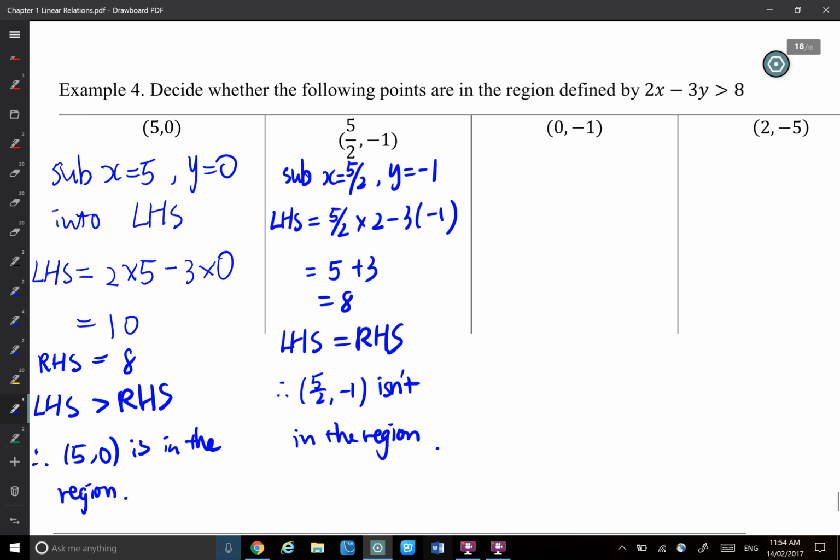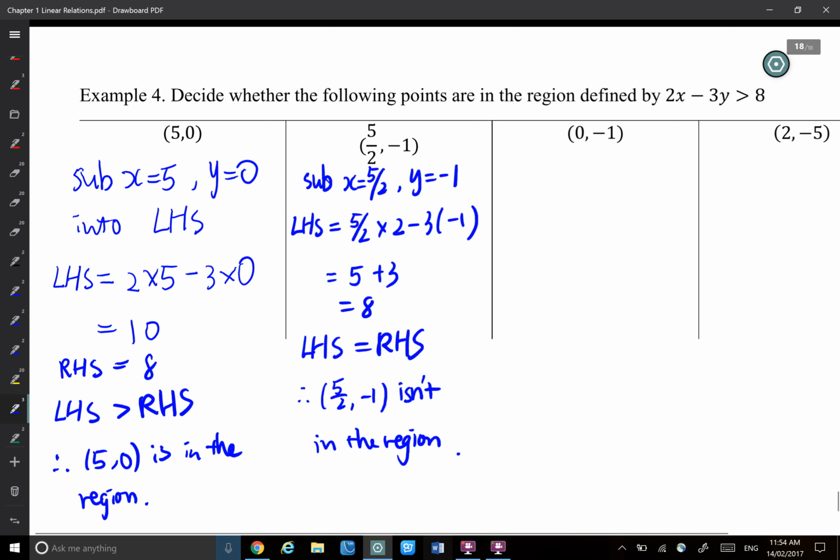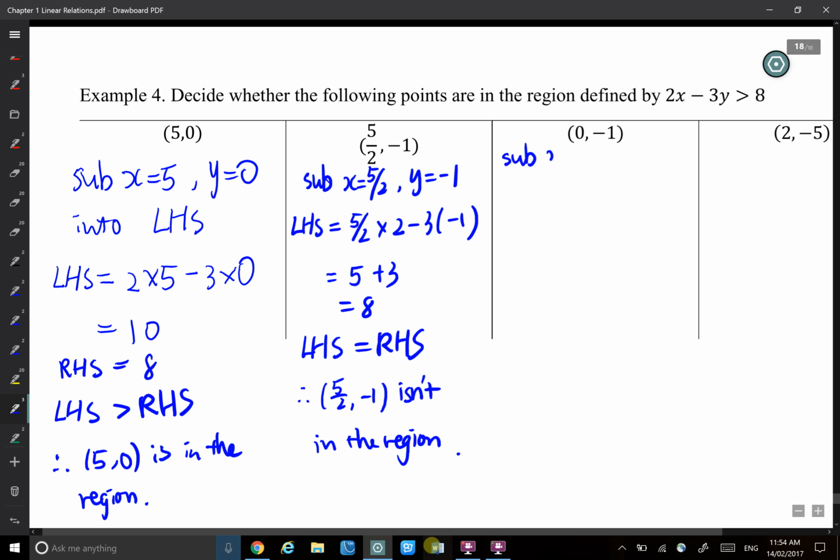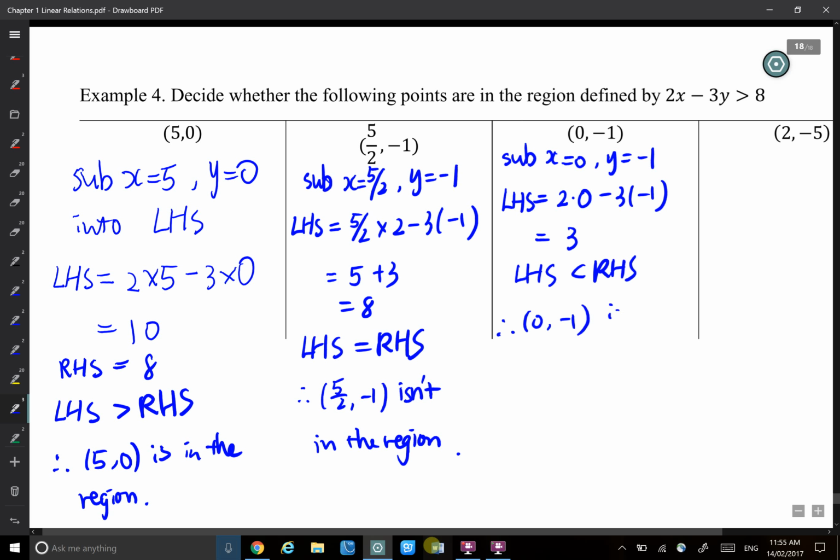Okay, next one. (0, negative 1). So I will sub x equals 0, y equals negative 1. Left hand side will equal 2 times 0 minus 3 times negative 1, and left hand side will be 3. Left hand side will be smaller than right hand side. So (0, negative 1) is not in the region.